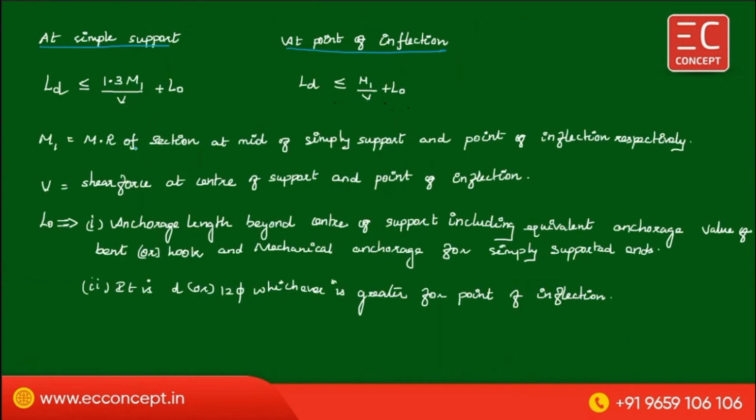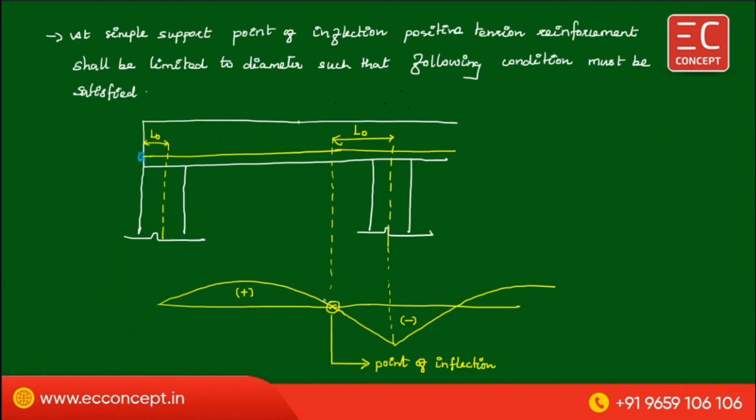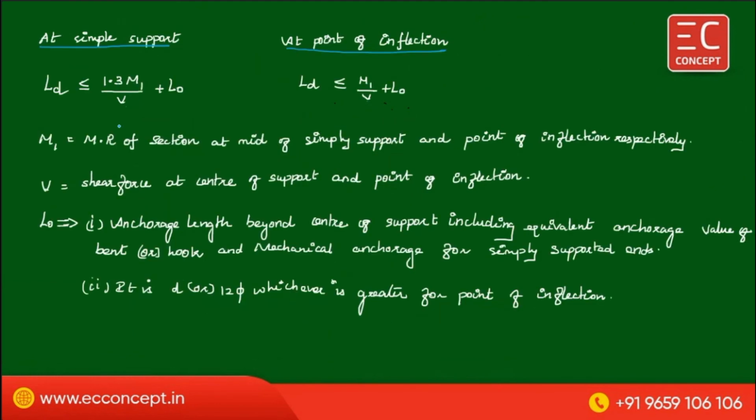Okay, M1 is the moment of resistance of the section at the simply supported end and the point of inflection respectively. This M1 at a simply supported end, this is the M1 at a point of inflection. Here, moment at a simply supported end. We also take the same shear force at the center of support and point of inflection.